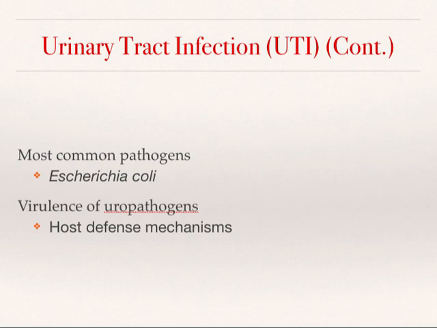In terms of UTIs, the most common pathogen is E. coli, and it makes sense. Obviously, E. coli is in your bowel in that area too. So that's the number one pathogen for UTIs, E. coli. There are other pathogens as well. So that's why we always do a culture on patients too.